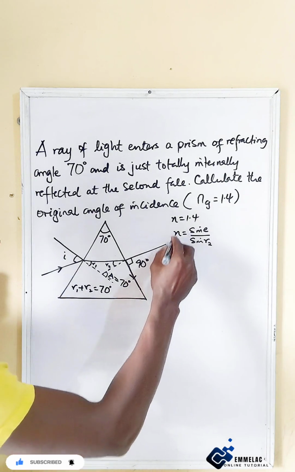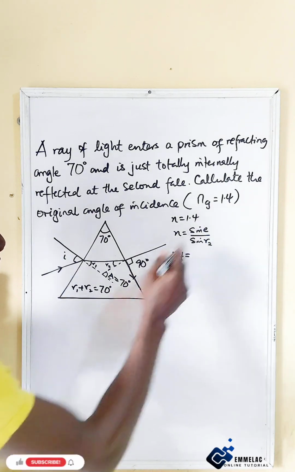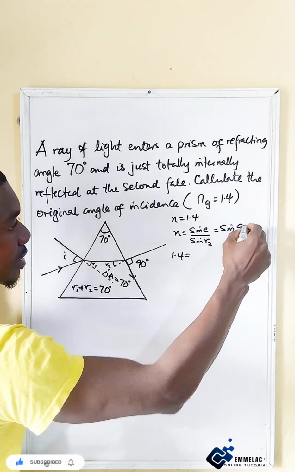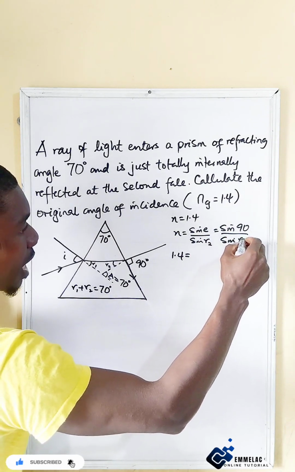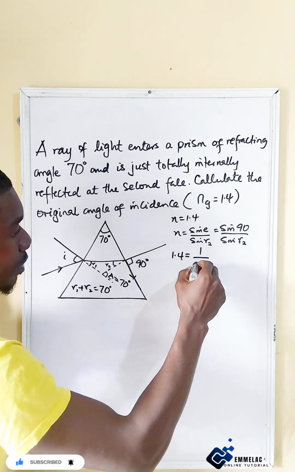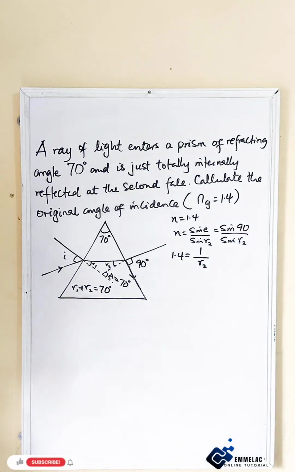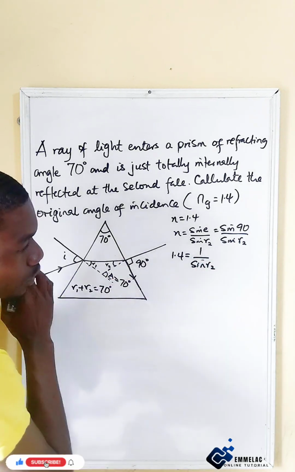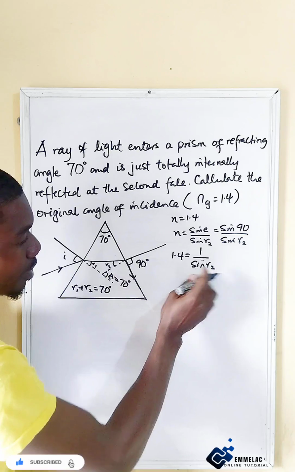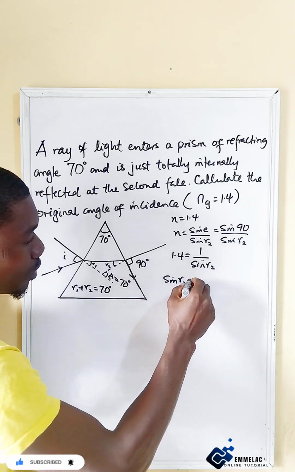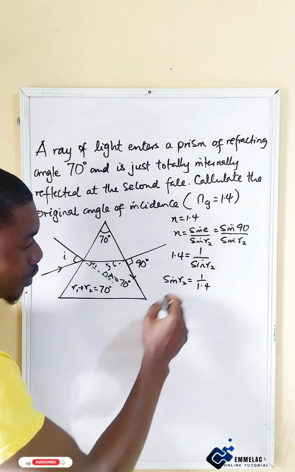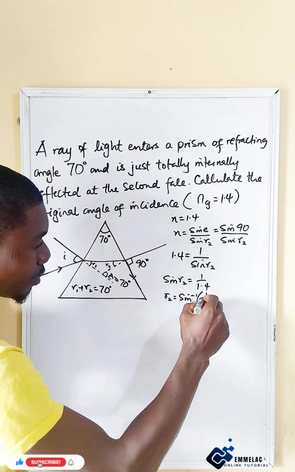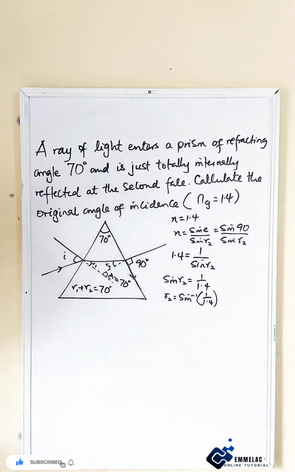From here we have 1.4 equals sine 90 over sine R2, which is 1 over sine R2. So sine R2 equals 1 over 1.4, and R2 will be the inverse sine of 1 over 1.4.